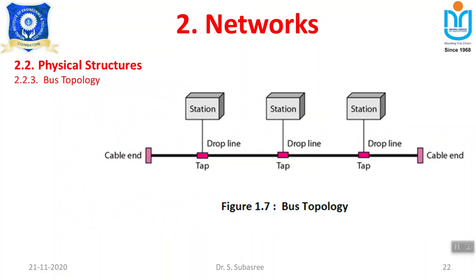The next topology is called the bus topology. Here all the stations are sharing the same common link. If this station wants to make a communication, then the other two stations will be closed. And if this station wants to make a communication, these two stations will be closed. Here there is no direct controller or hub, so the stations themselves have to make the communication between themselves.